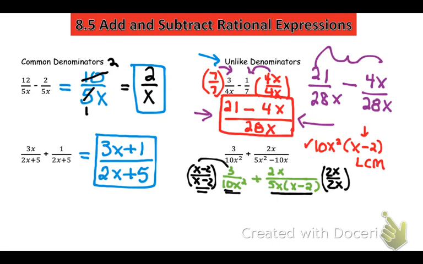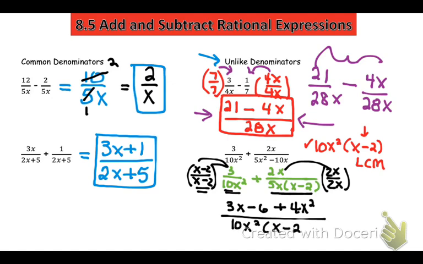So we're going to go ahead and distribute. So we end up with 3x minus 6 plus 4x squared all over 10x squared times x minus 2. And then the last thing we can do is put our numerator into standard form. Sometimes we can factor it and simplify, but in this case, all we can do is change the order of the terms.